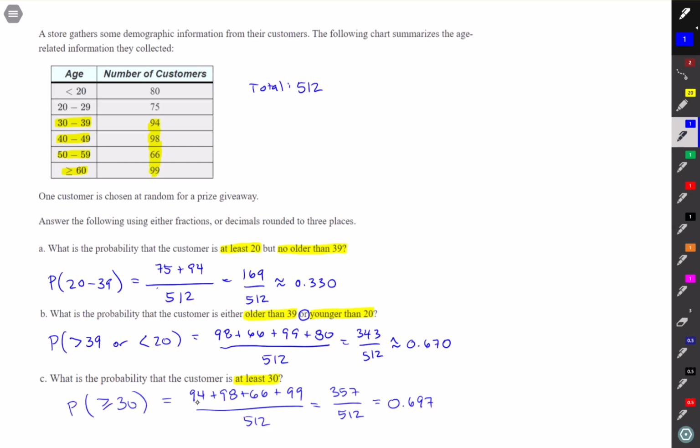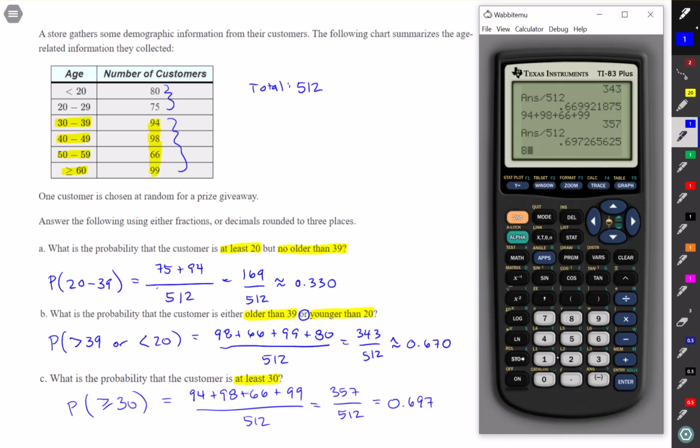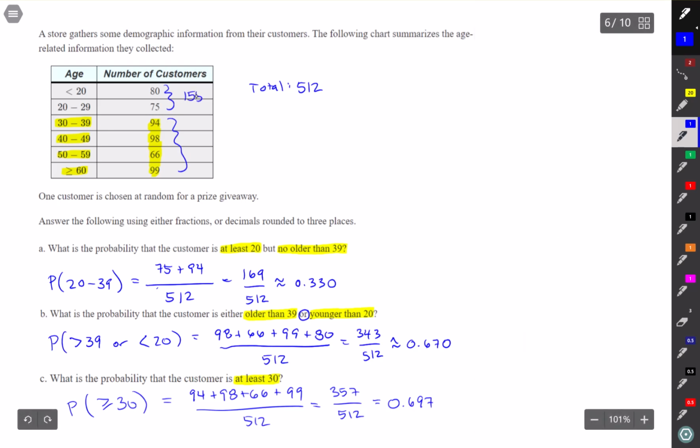Now, if you don't want to add this many numbers together, you can take advantage of complements. So the sum of these numbers here plus the sum of these numbers here has to add up to 512. Since there's only two of these to add together, you can use a complement. You could say 80 plus 75, and then subtract that from 512. And that's also going to give you the total of the remaining ones. Because if this sum is 155, then 155 plus this amount is 512, and you're just basically solving a small algebraic problem.